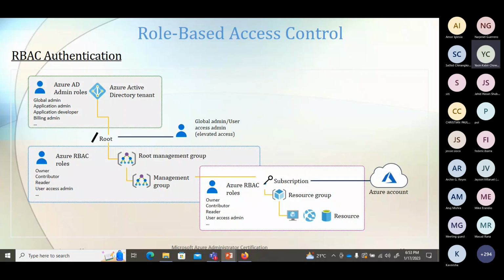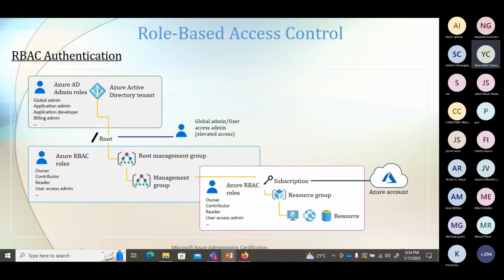And this is the authentication. So look, global admin, a user with global admin has the full authority of Azure AD admin roles and also Azure RBAC roles. But here, Azure AD admin roles has full authority, global admin here.